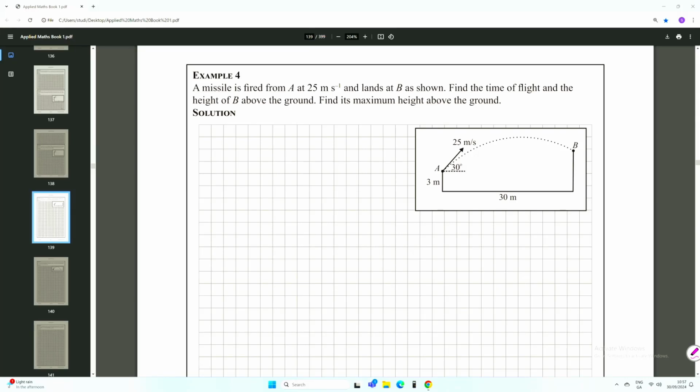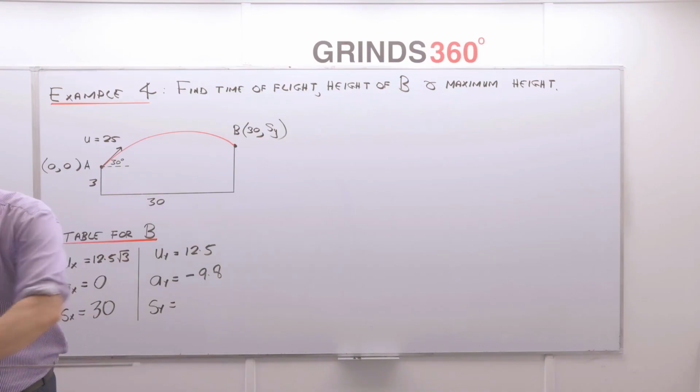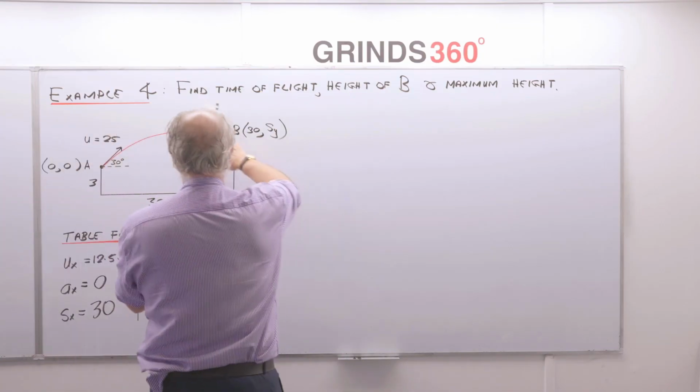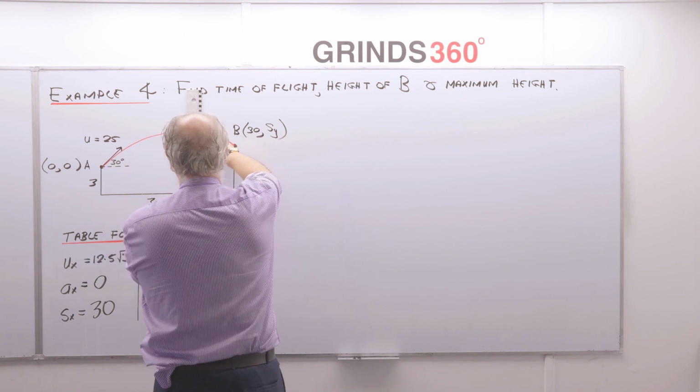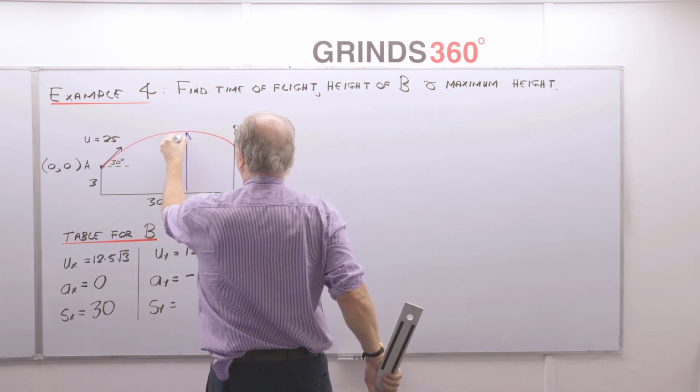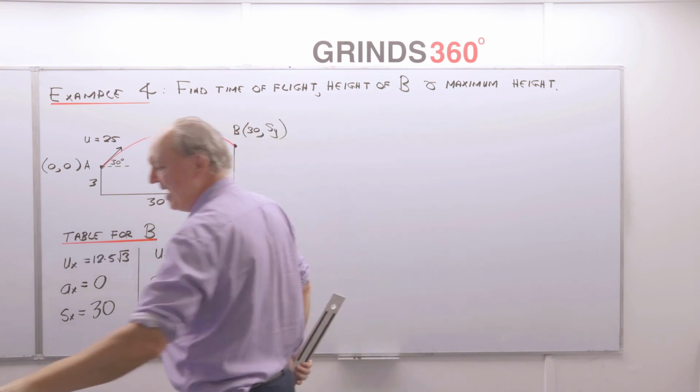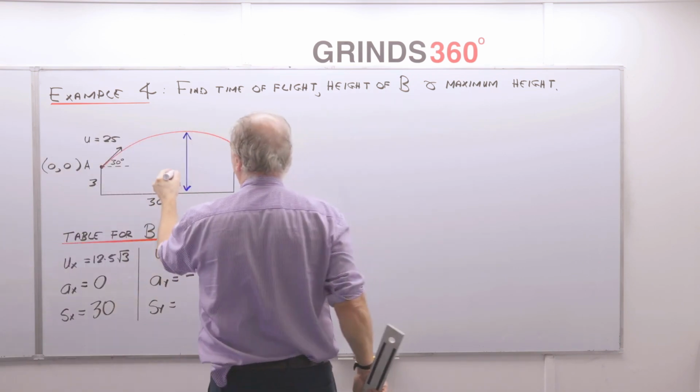Let me now look at the last part of this question. It says find the maximum height above the ground. So in other words, you're going to take the highest point in that trajectory and you're going to work out the maximum height of that above the ground. So let's say the maximum height looks to be about there in my diagram. So I'll call that maximum height, let's say, capital H.